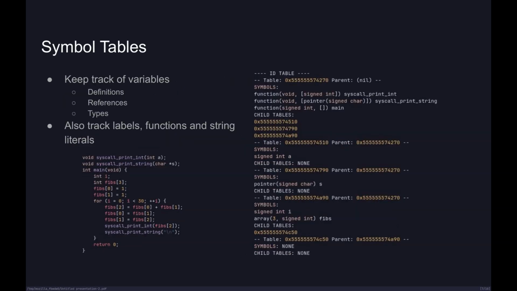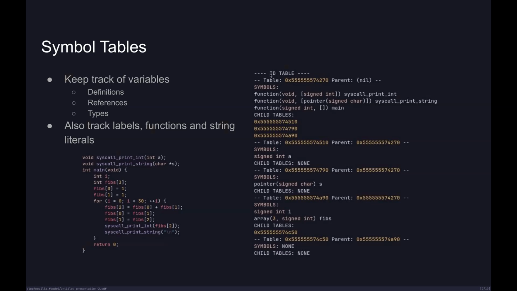Okay, symbol tables. So in this step, we keep track of variables, where they're defined, where they're used, what the types of the variables are. We also track labels, such as those used in go-to statements, functions, and string literals. So on the left, we have the same code, and on the right, we have the symbol table.